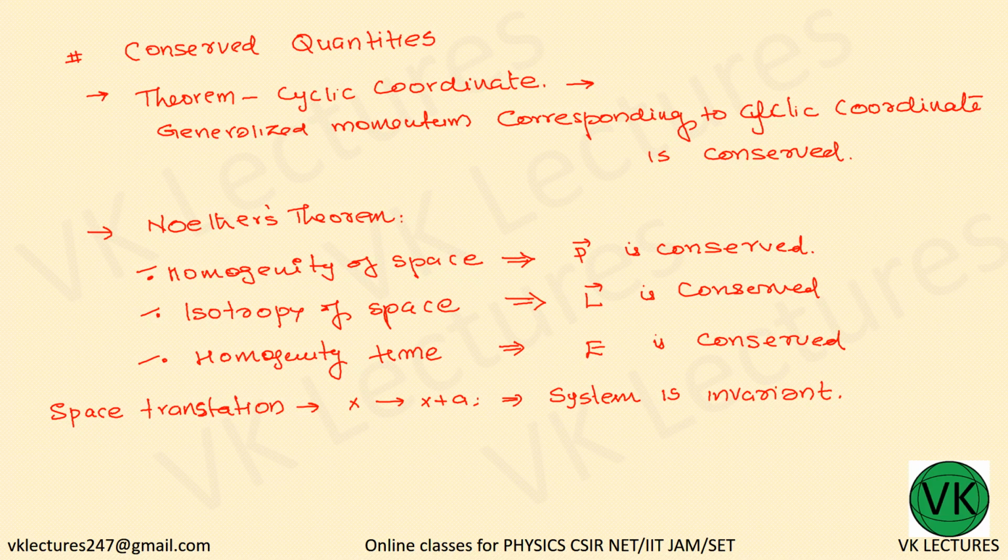Similarly, if there is isotropy of space, meaning space rotation, then it matters along which direction it rotates. For example, we have 3 dimensions. This is z, x, and y. If the rotation is along z direction, the angular momentum corresponding to z is conserved. So this is called the isotropy of space.